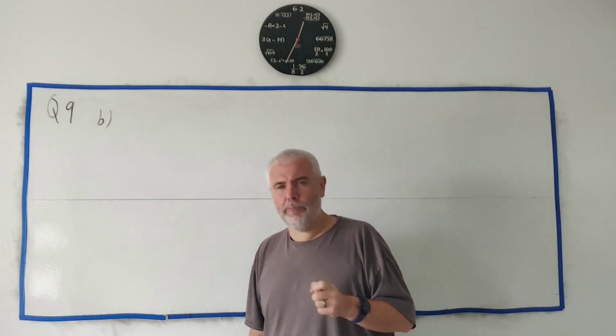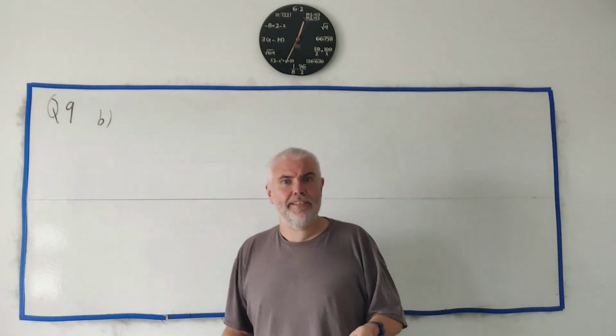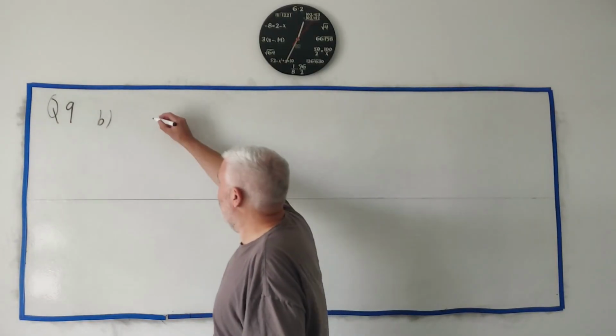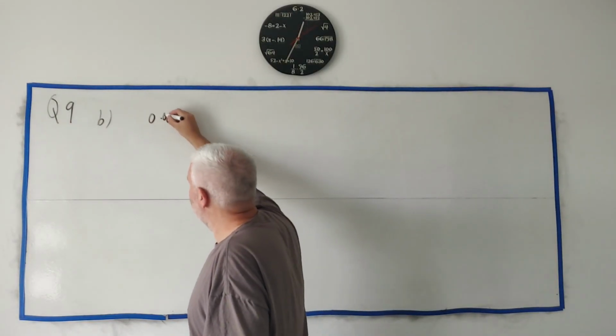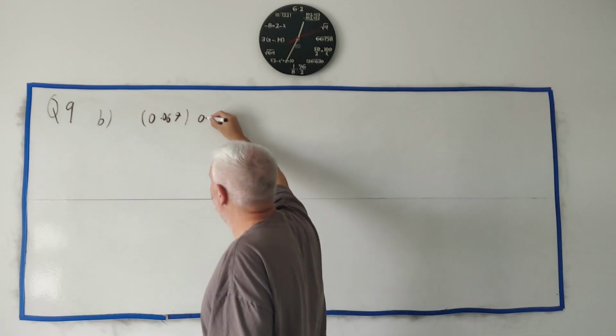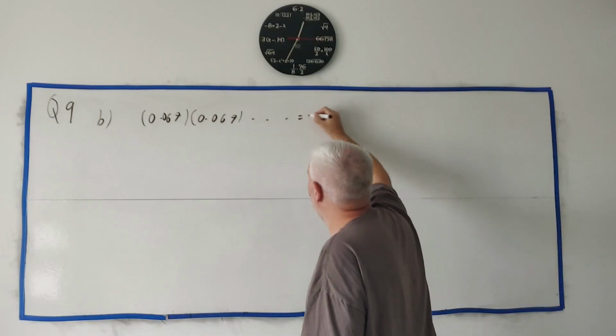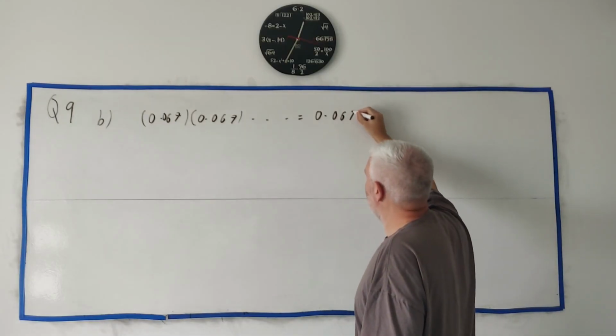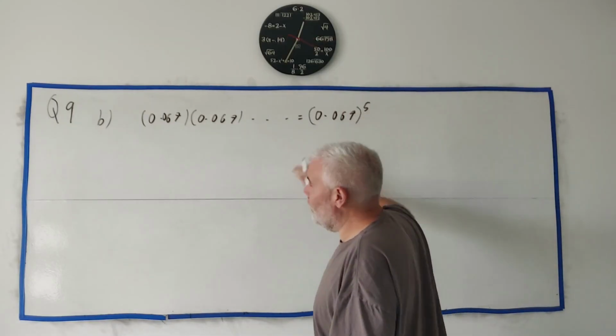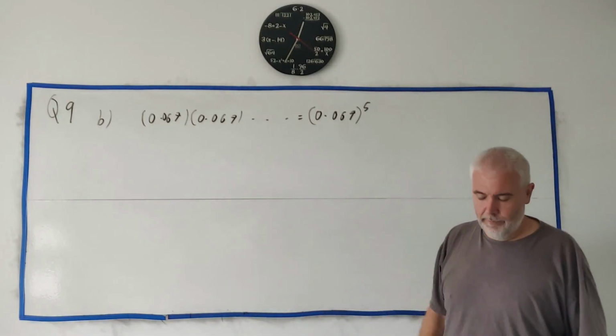I need to find out the probability of 5 people testing positive for diabetes. And that would be 0.067 times 0.067 and so on, 5 of these, or put that another way, 0.067 to the power of 5. That's the probability of all 5 testing positive.